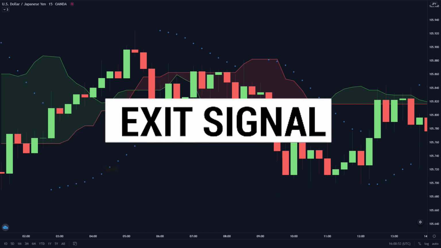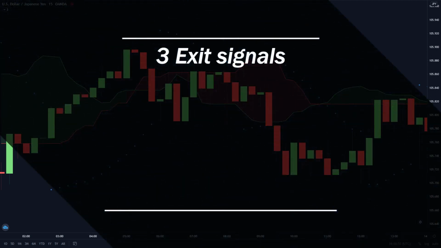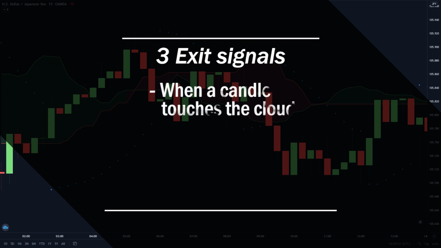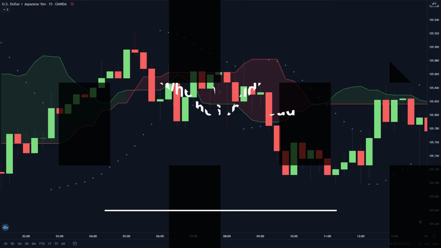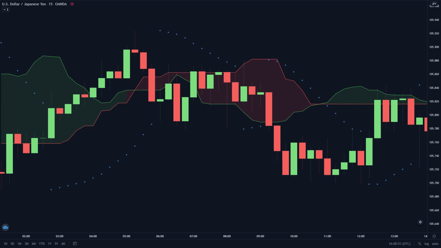Now for our exit signal. There are three criteria for us to meet when exiting a trade. The first criteria is when the candlestick hits the cloud. When a candlestick hits the cloud like this, we close our position immediately. But if it gets out of the cloud again and our entry signals are met, I enter a position again.